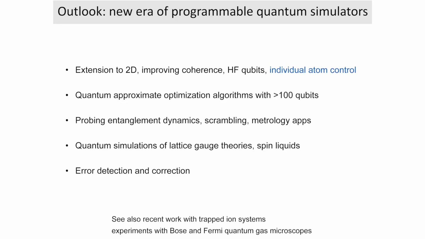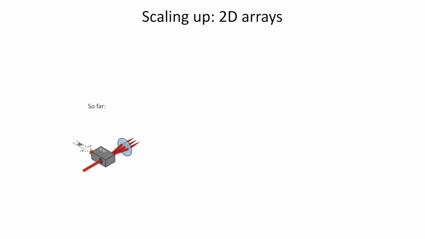We have a number of ideas. We are improving our system. We are scaling it up. But we're also starting to ask some interesting questions about applications, and scrambling is one of them that we would like to explore. One of the things is that we would like to increase the number of qubits, and we would like to go to 2-dimensional arrays.